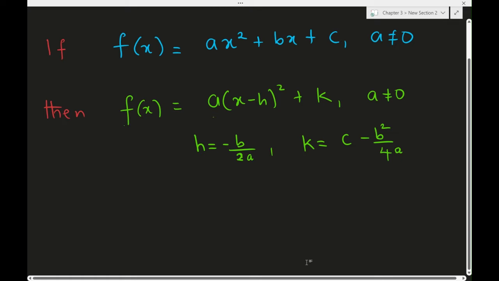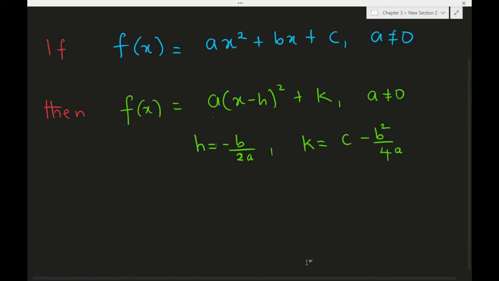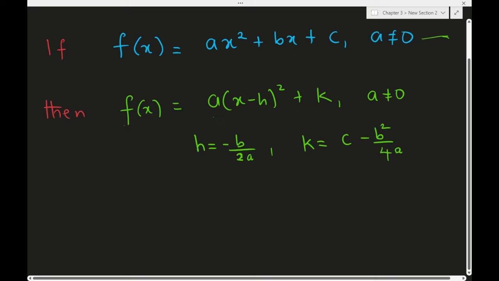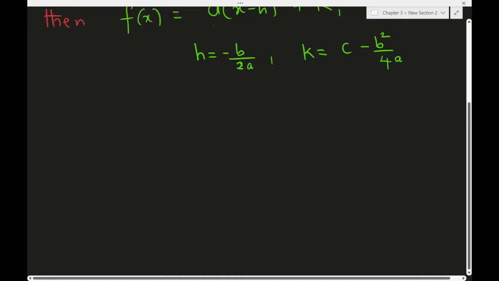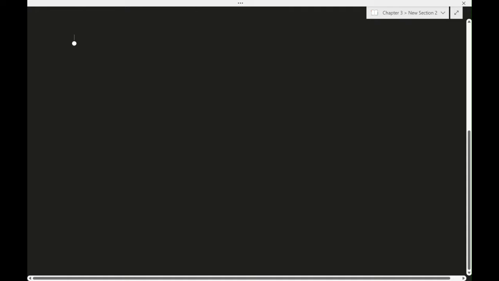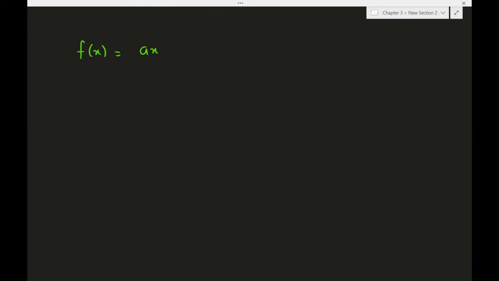Hello viewers, in this short tutorial we'll be looking at how to convert the general form of a quadratic function to the standard form. So the first one here, this is the general form, while this is the standard form. So let's get started.